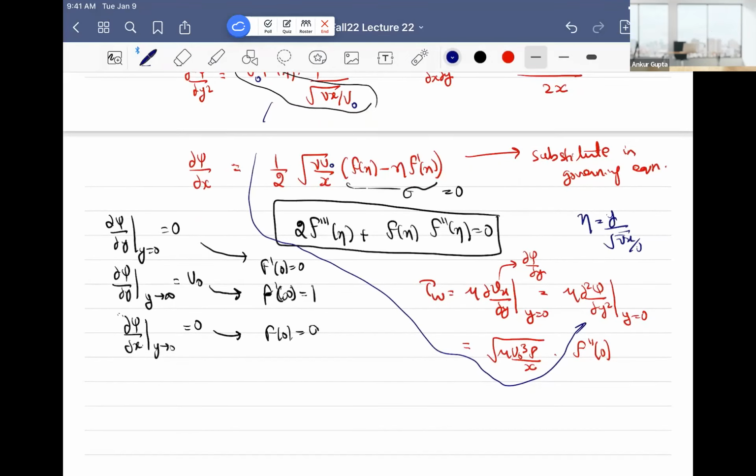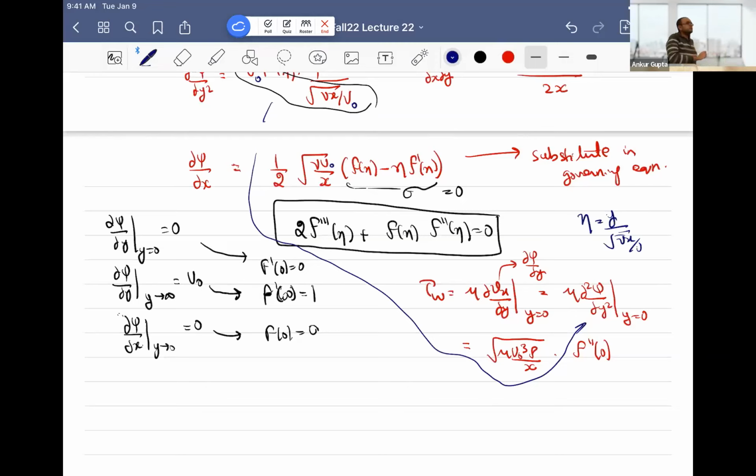First things first, does this look familiar? This was the same scaling analysis we derived, right? This is exactly the same result we derived in the scaling analysis, u naught cube mu rho by x. The only correction is this f double prime 0. So to Noah's point, about how you switch from scaling analysis to this: with scaling analysis you get this, but you don't get the f double prime 0 value, and that's why the whole analysis is done.